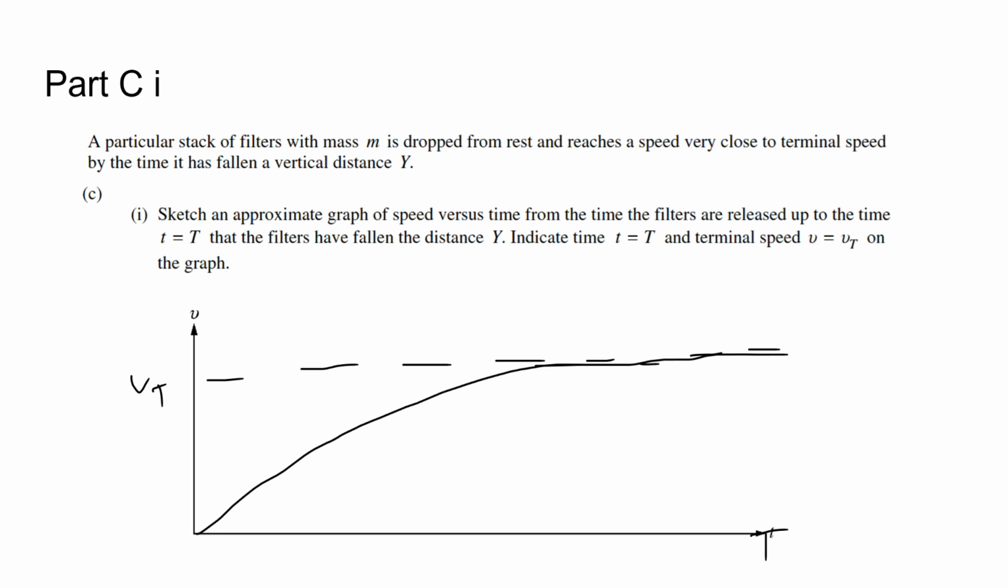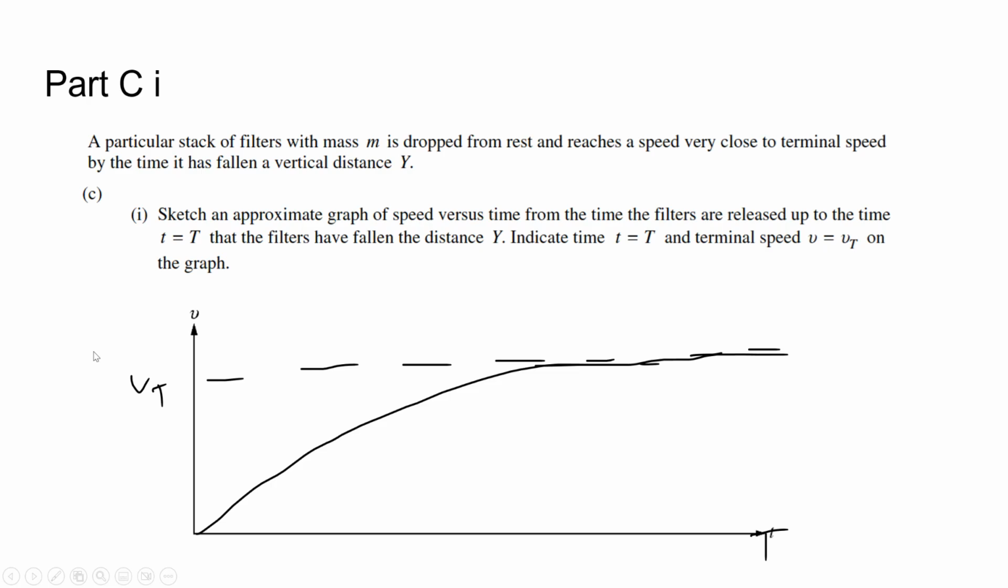Now, a particular stack of filters with mass m is dropped from rest and reaches a speed very close to terminal speed by the time it has fallen a vertical distance y. Sketch an appropriate graph of speed versus time from the filters released until time t, that the filters have fallen the distance y. Indicate time t and terminal speed vt on the graph.